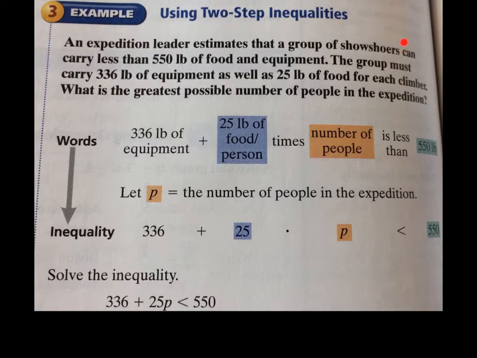Snowshoers must be who's going to be carrying it for them or something like that. Maybe a donkey, I don't know, something like that. But again, what we're looking at is we're going to solve this inequality. I'm going to do that on the next slide.